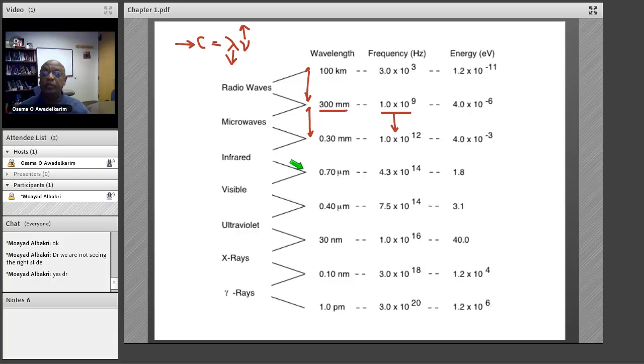Then you get infrared. Infrared is the heat waves. Okay? And in infrared, it goes from wavelengths of 0.3 millimeters to 0.7 micrometers. 1 micrometer is actually equal to 10 to minus 6 of a meter. So it's 10 to minus 6 of a meter. Okay, that's the infrared. Then the visible light. The light that we see, the red light, the blue light, the violet light, the green light.